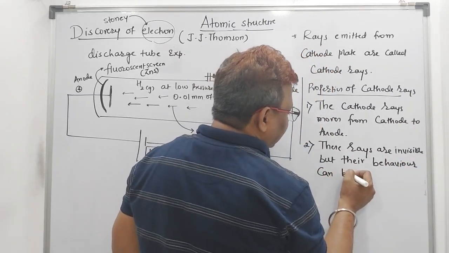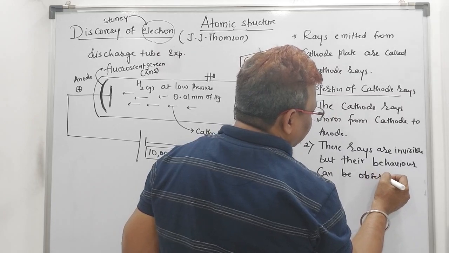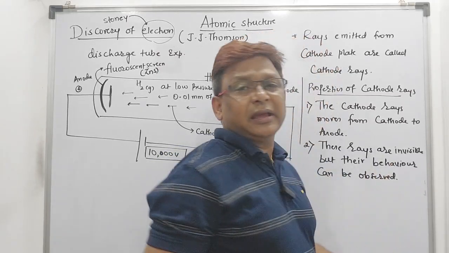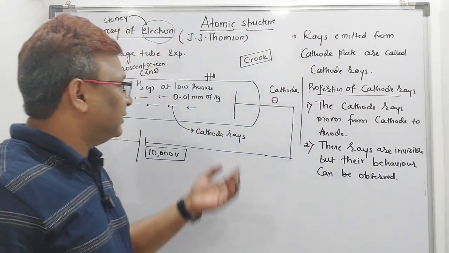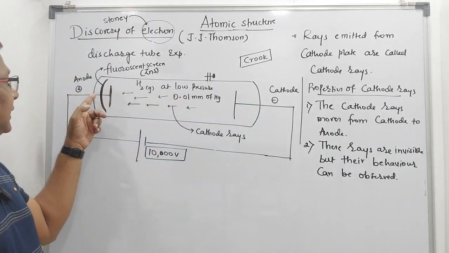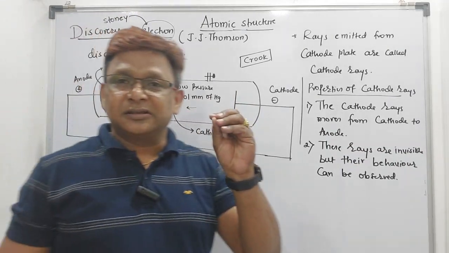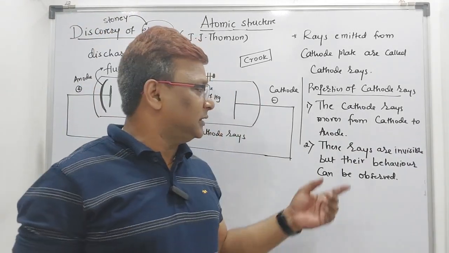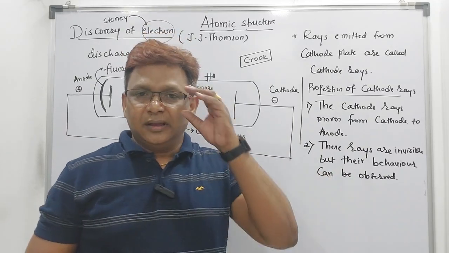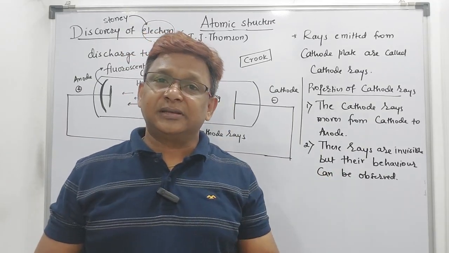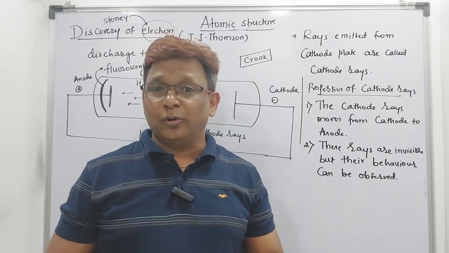But their behavior can be observed. But how can their behavior be observed? Because when these rays come and hit this fluorescent screen, the screen will start to glow. So I should say their behavior can be observed. How can it be observed? It can be observed with the help of a fluorescent screen.